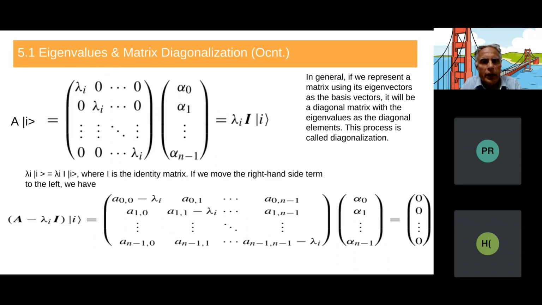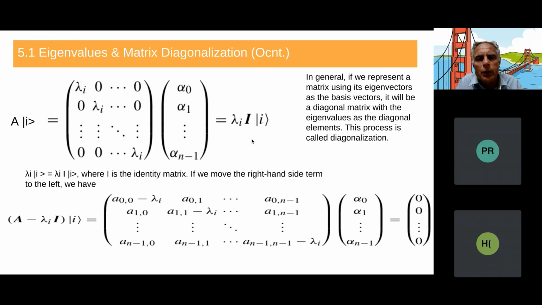In general, we represent a matrix using its eigenvectors as basis vectors. So these are the eigenvectors, and the eigenvalues are the diagonal elements. So we have diagonalized the eigenvalues and columnized for a ket space, in this case ket i, and I is the identity. So basically what we have done: A into ket i is equal to lambda i into the identity matrix into ket i.